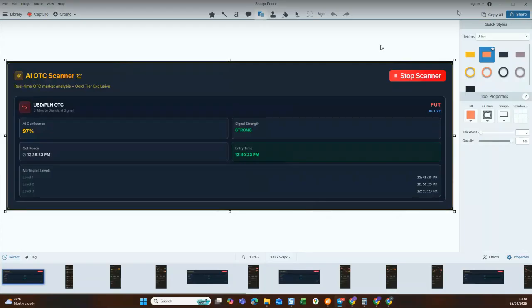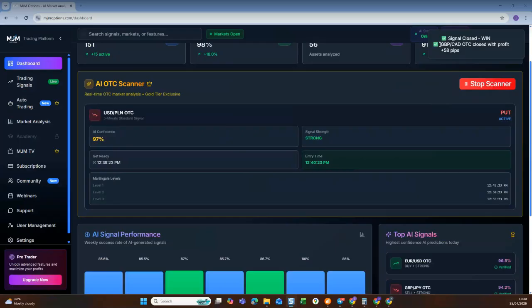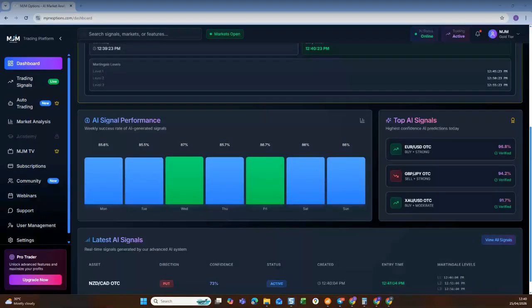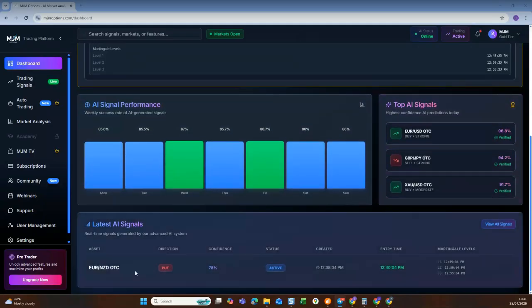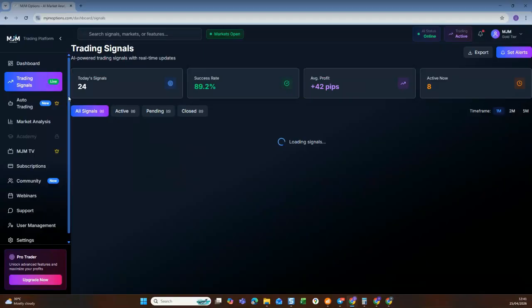Now let's go through the other parts of the AI. Here we are on the dashboard. We see the AI signal performance for the last 1 week. There we have the top AI signals. Here we have the latest AI signals. This is like a notification bar for signals. Here we have the trading signals. This is the other part of the AI where you can take signals from.